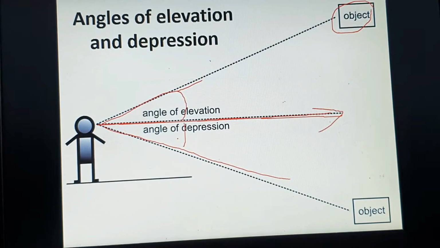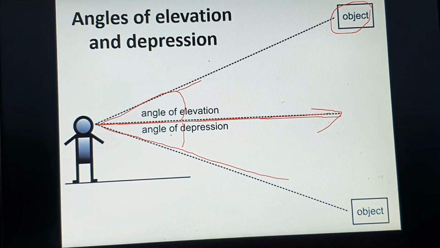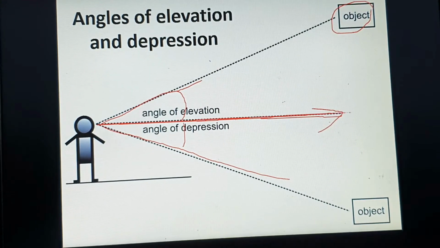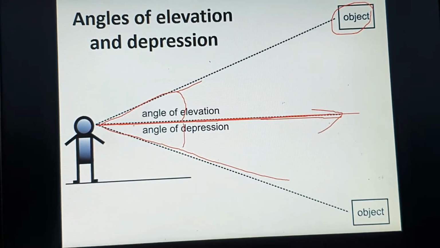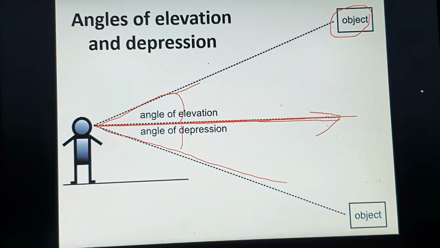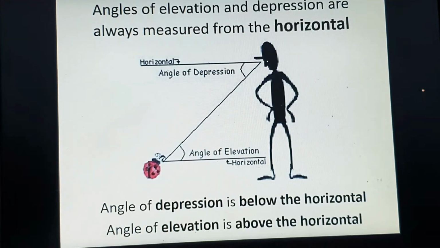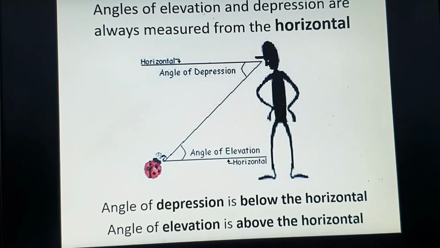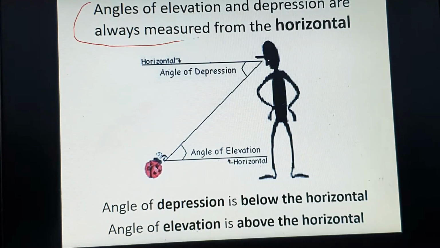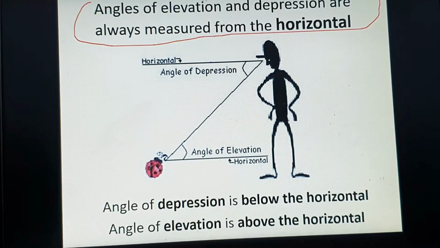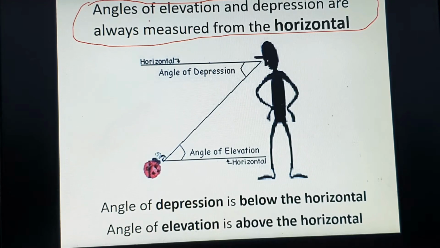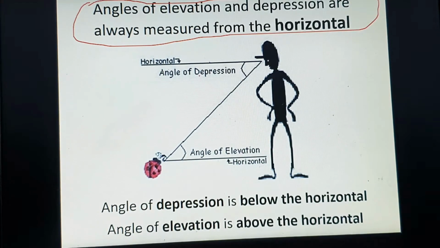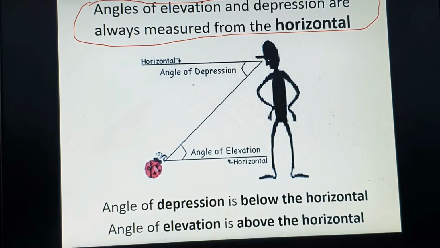The most important thing to note here is that angles of elevation and depression are always measured from a horizontal. There always has to be a horizontal there to be considered an angle of elevation or depression. This bit is really important because I see a lot of students mess this up and put the angles of elevation and depression somewhere else where it's not supposed to be.